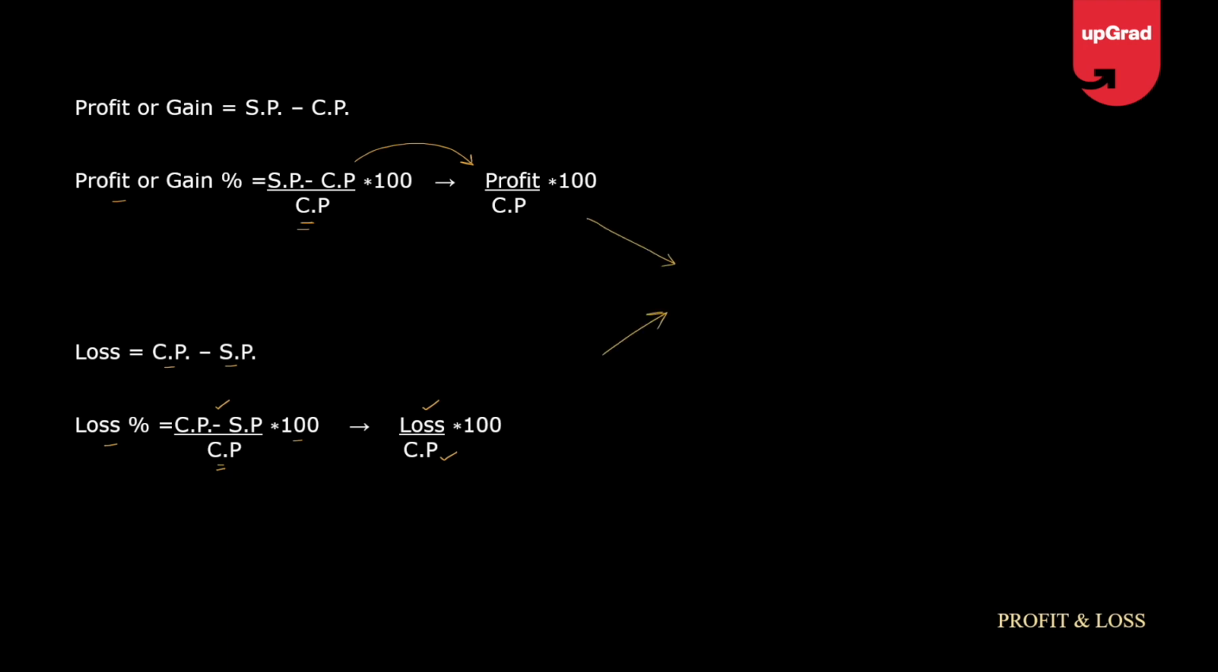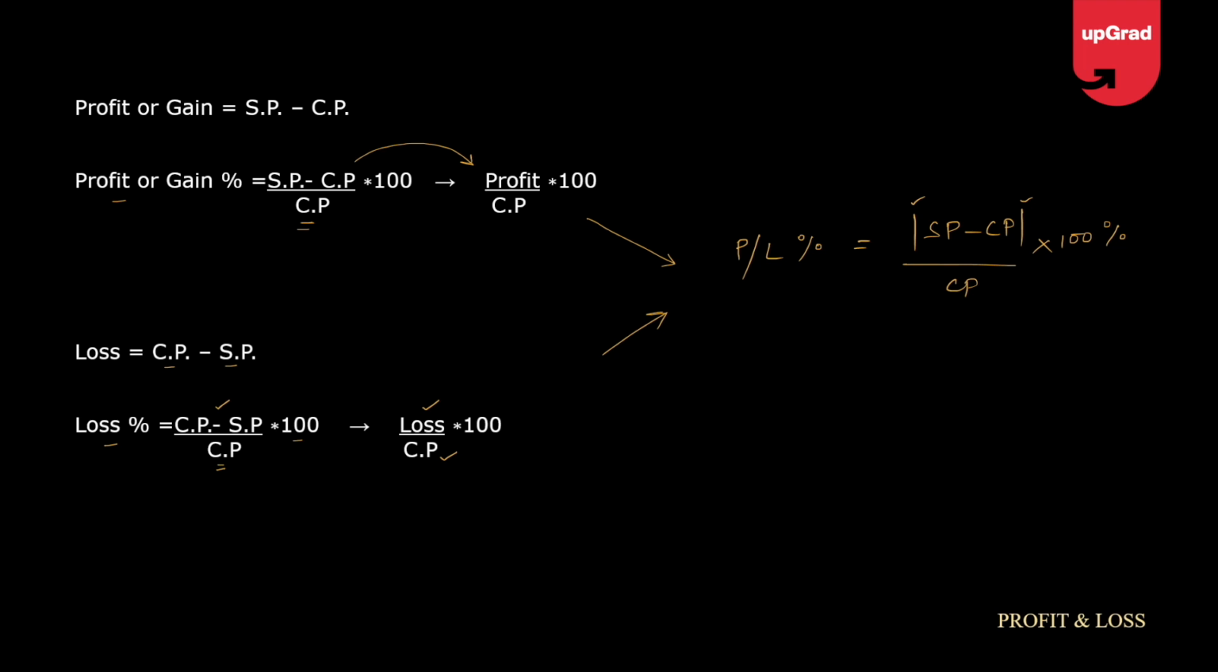And what do you get? So I can get a profit or loss percentage as selling price minus cost price divided by cost price multiplied by 100. Now if you observe, I have put this in a mod sign, which means even if my cost price is more than selling price, I'll be getting a positive value from here.